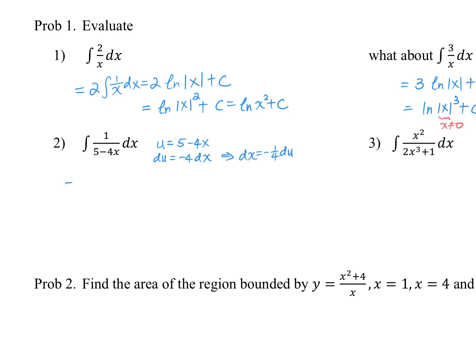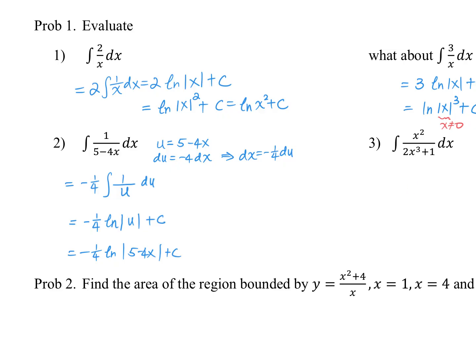Now let's do the substitution. Here this dx is negative 1/4 du. I can pull the negative 1/4 outside of the integral symbol, and here we still have 1 over u. Then we can apply the rule directly. That's the ln absolute value of u plus c. Now you can do the backwards substitution, plugging in u, which is 5 minus 4x.